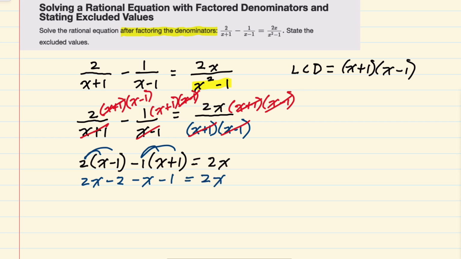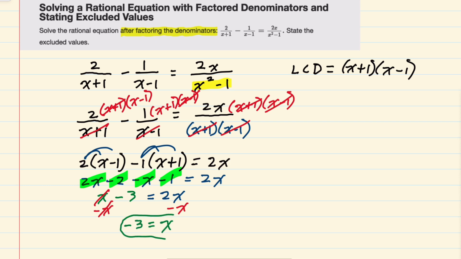From here on the left-hand side, I have some common terms. 2x minus x is a positive x, and minus 2 minus 1, a minus 3. Then to move the x's to the same side, I could subtract x from both sides and be left with a minus 3 equals x.